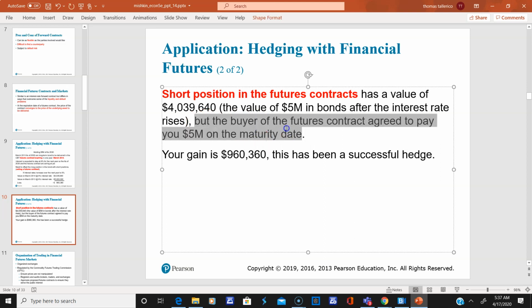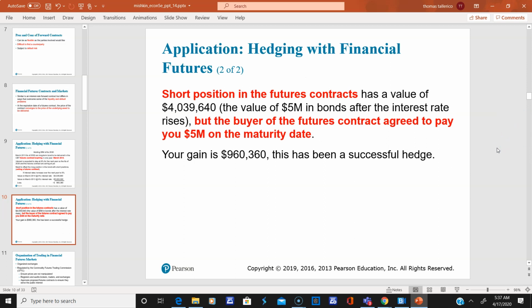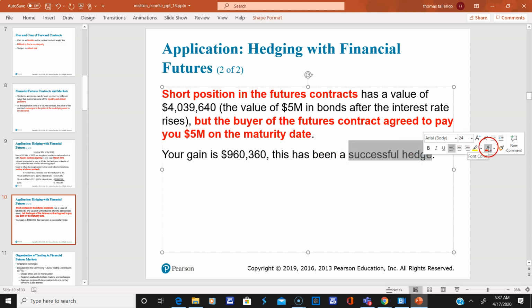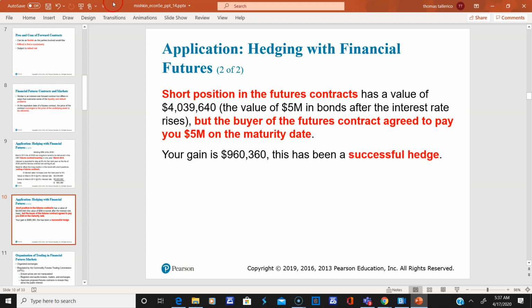So you see, this is a perfect hedge. You lost on the long holding the bond, but now the short hedge on the futures contract offset it. So this is, as it says here, a perfectly successful hedge. You lost on one like a seesaw, but you made on the other, right? You basically balanced out perfectly.